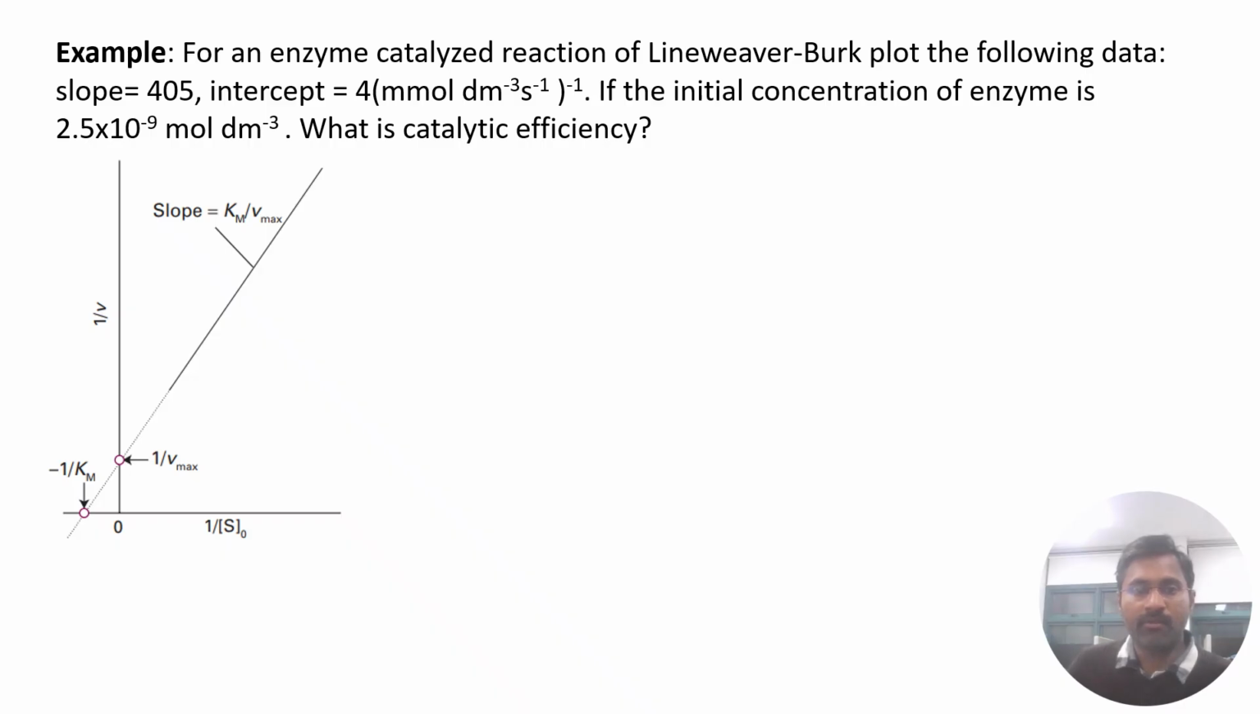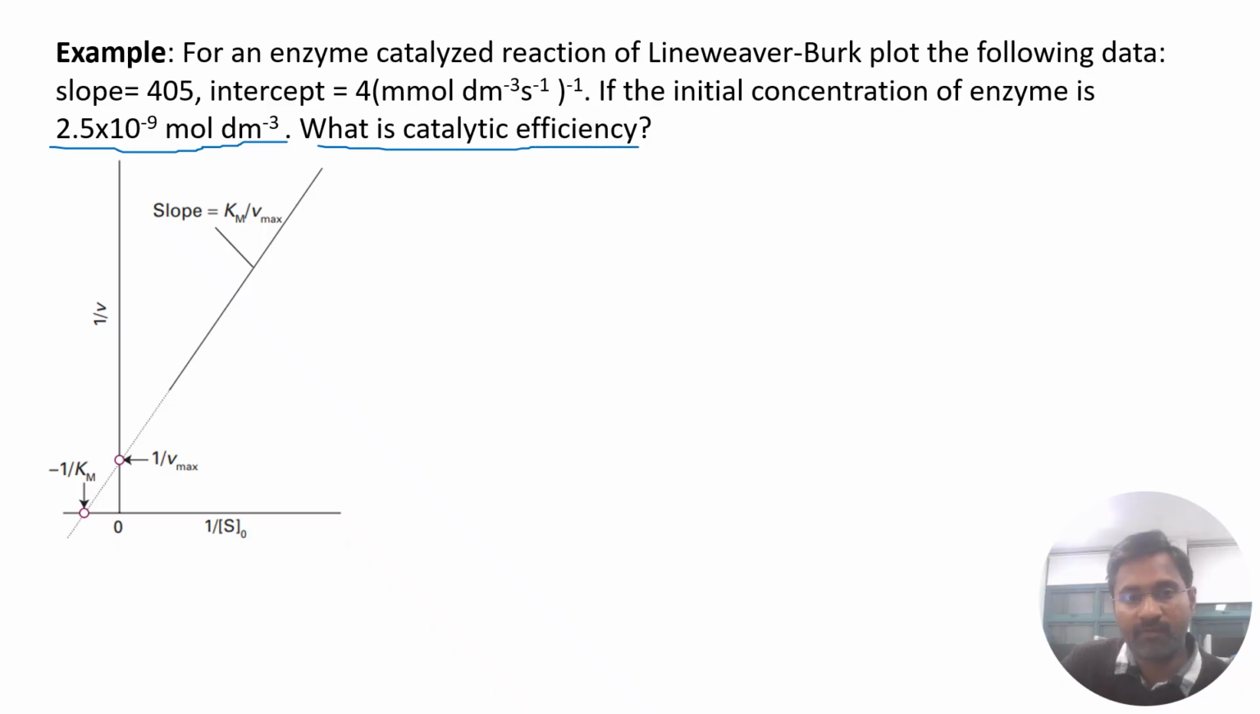So let us try to solve a few problems. Based on that, we will have a better understanding of enzyme catalysis. Here is an example that is given for an enzyme catalyzed reaction. The Lineweaver Burk plot has the following data. Slope is given as 405 and intercept is 4 millimoles per liter per second inverse, and the initial concentration of enzyme is in nanomolar concentration.